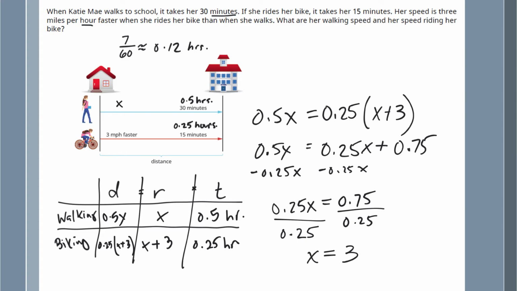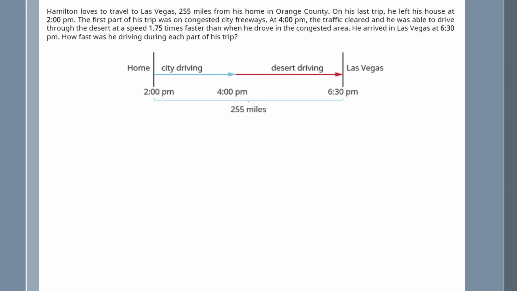She was biking at a rate of 6 miles per hour. So she's walking at 3 miles per hour. She was biking at 6 miles per hour. It said she was biking 3 miles an hour faster than she was walking. And look back at her question, what are her walking speed and her speed riding her bike? That's what we solved, that's what we found, so we're finished.